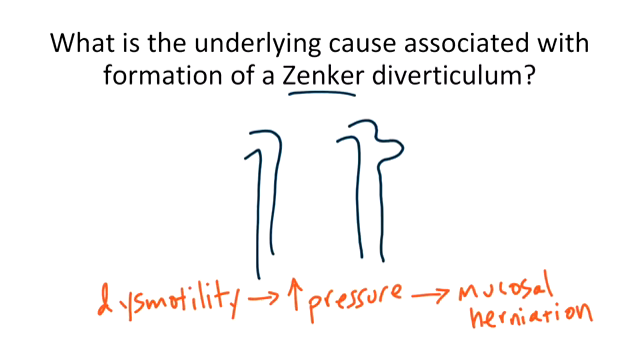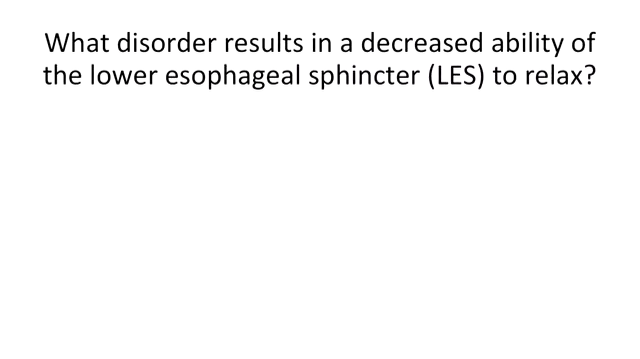Okay, let's do another question. What disorder results in a decreased ability of the lower esophageal sphincter to relax? When the LES cannot relax properly, this is known as a disorder called achalasia. Normally, inhibitory ganglion cells present in the walls of the esophagus inhibit contraction of the LES, thus allowing the LES to relax so food can pass from the esophagus into the stomach.